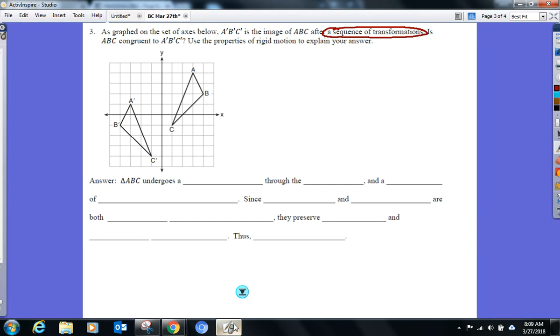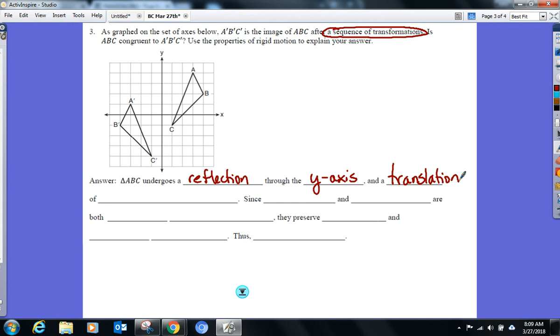What's this undergo? A reflection through the y-axis. Yep, notice how we're getting detailed. Reflection won't cut it anymore. Through the y-axis. And then what else do I need to do to it there, Stacy? Yep. And a translation of, what did you say? Okay, 3 units up.